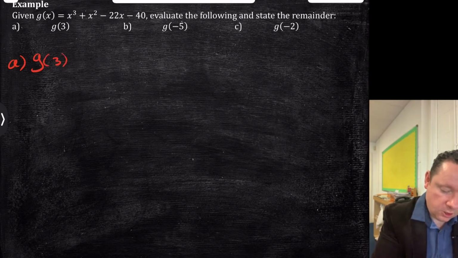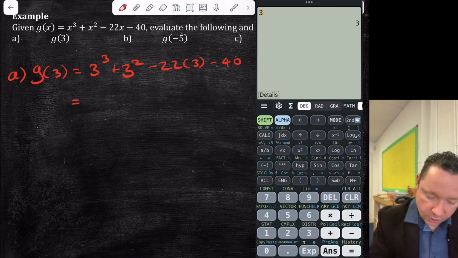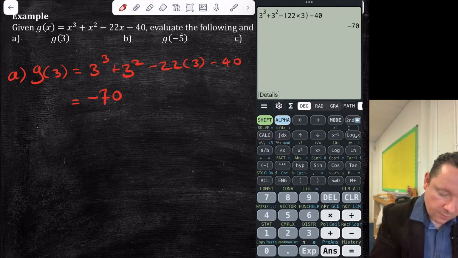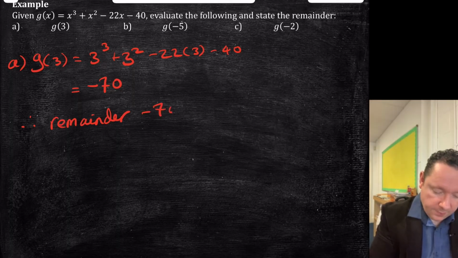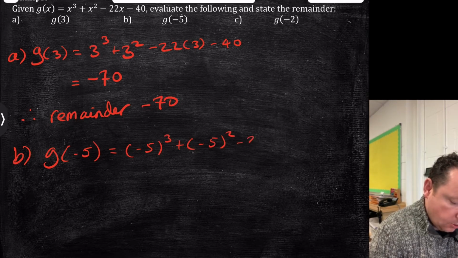g of 3, just subbing it in, we get 3 cubed plus 3 squared minus 22 times 3 minus 40, that's minus 70. Therefore, the remainder is minus 70. B, g of minus 5, well that is going to be minus 5 cubed plus minus 5 squared minus 22 times minus 5, take away 40.